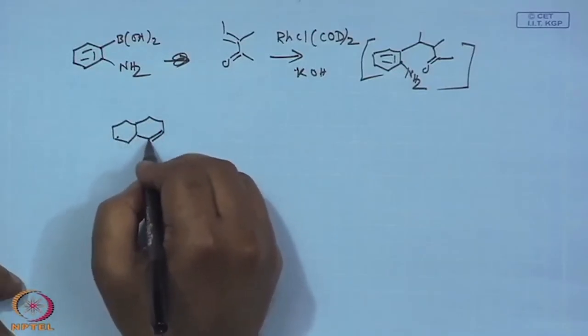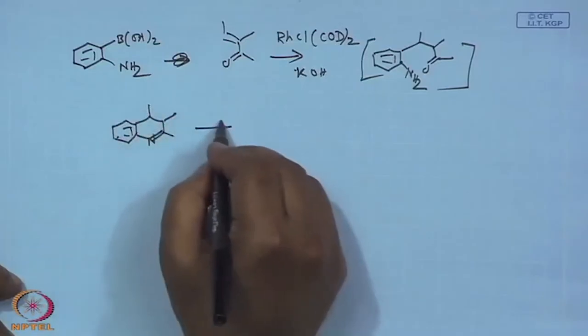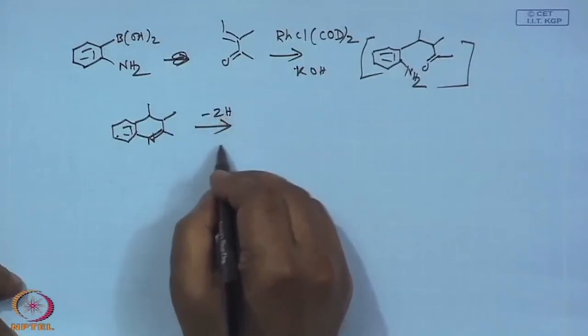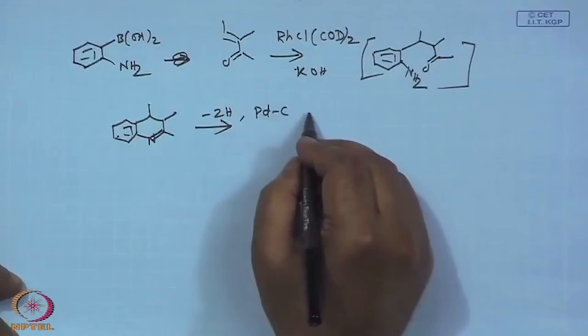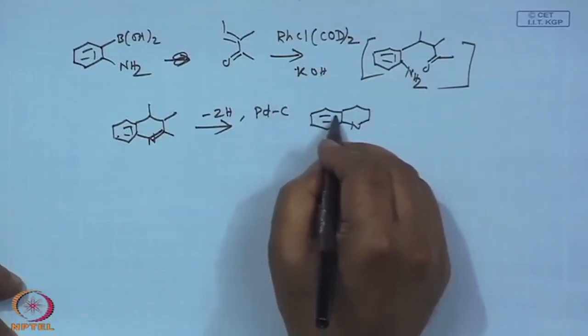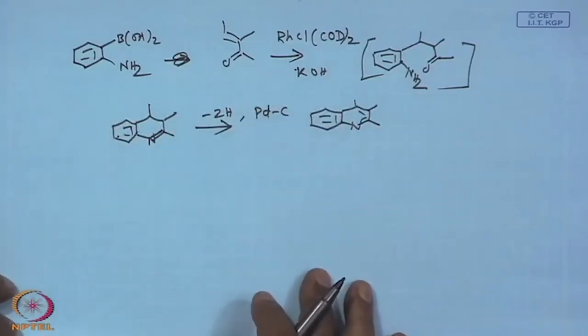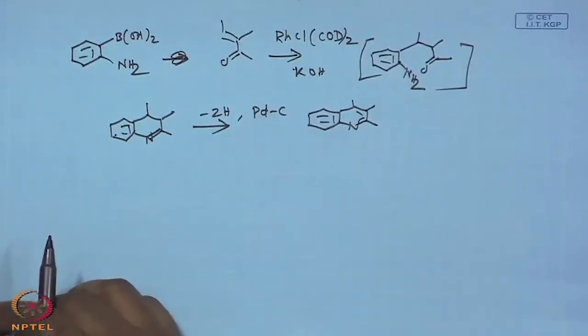It gives the dihydroquinoline, and of course, all of you know that the next step is basically to dehydrogenate. So, dehydrogenation can be done with palladium charcoal, and one can have a well defined quinoline derivative with three different substituents in this pyridine nucleus, okay.